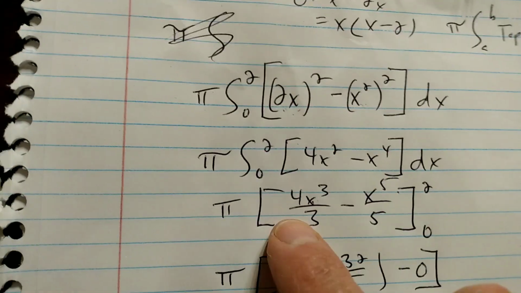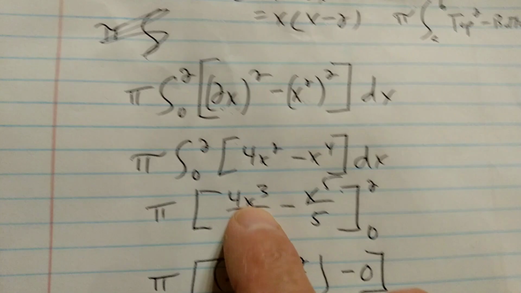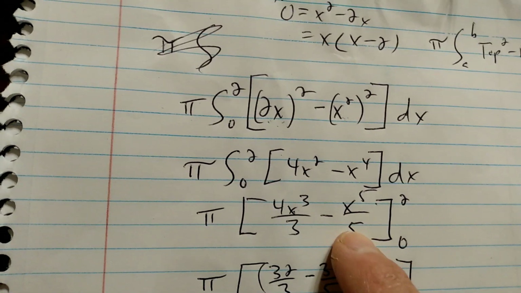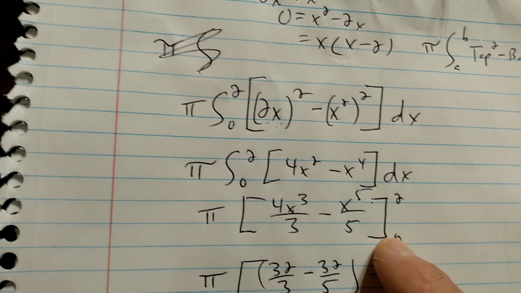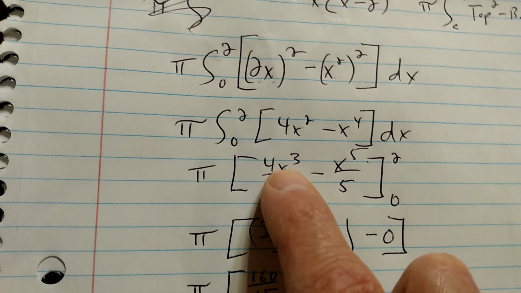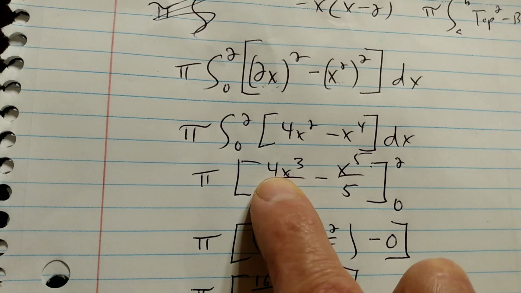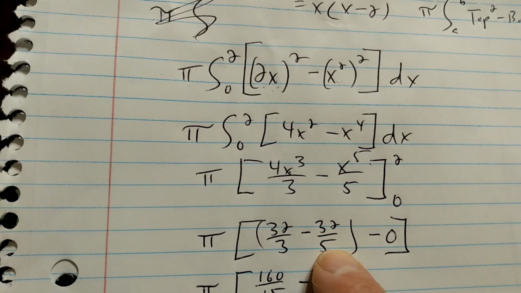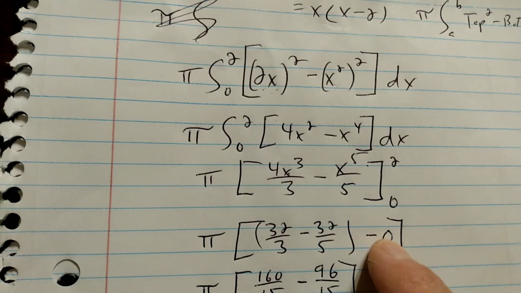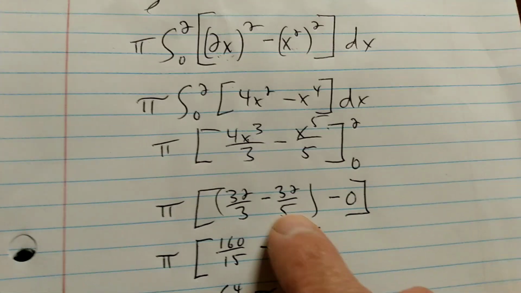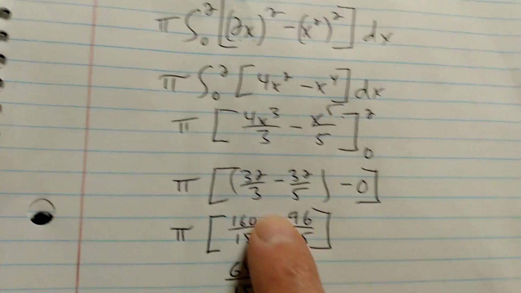All right, so the actual integration: add 1 to the exponent, divide by the new exponent, minus, add 1 to the exponent, divide by the new exponent. Here's your interval, the pi out front. So you sub 2 in. When you sub 2 into this, 2 to the third power is 8 times 4 is 32, so 32 over 3. Sub 2 into this, 2 to the fifth is 32 over 5. If you sub 0 in, that's just 0, and I always like to see 0 because it makes it easy. All right, you need a common denominator, which is going to be 15.